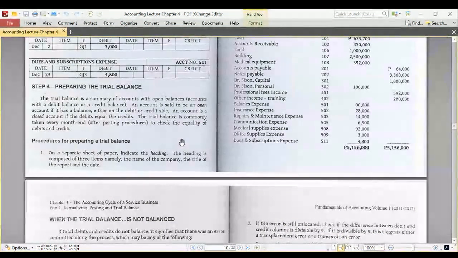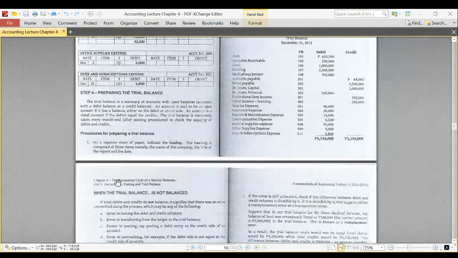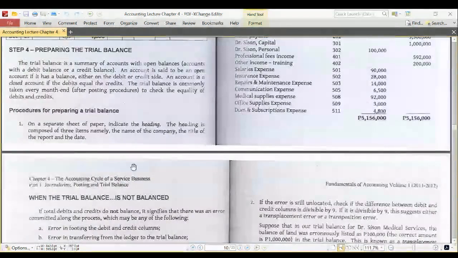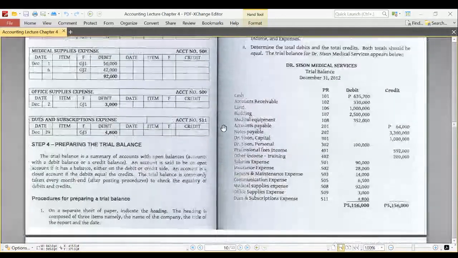Kailan ba piniprepare ang trial balance? Usually, month-end, quarterly, or annually. Pero dapat monthly. Ano ba yung mga procedures in preparing trial balance? On a separate sheet of paper, indicate the heading. Sa itsura. Ayan yung heading. So, ano ba yung heading? Name lang ng company, Dr. Season Medical Services. And then after that, lagay mo kung anong klaseng report ito, trial balance. Lagay mo trial balance. And then period.